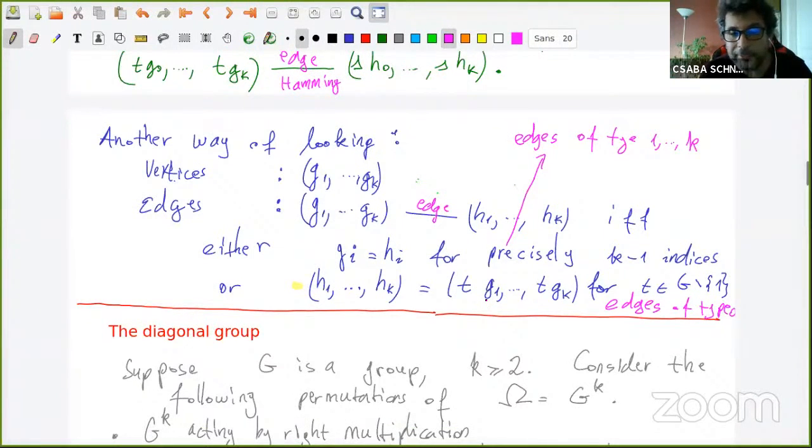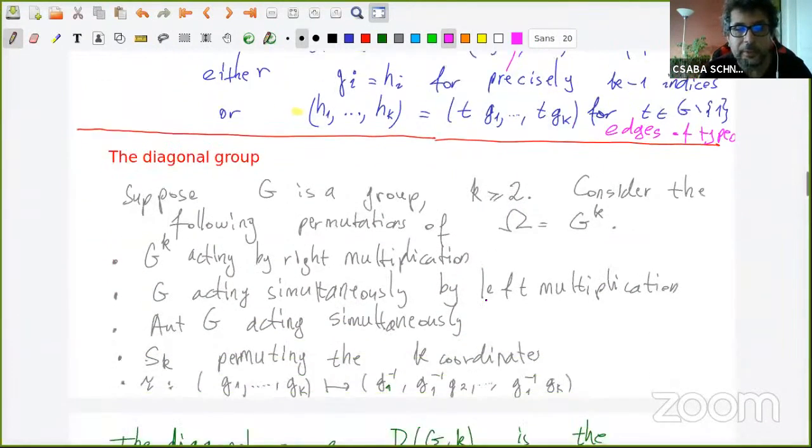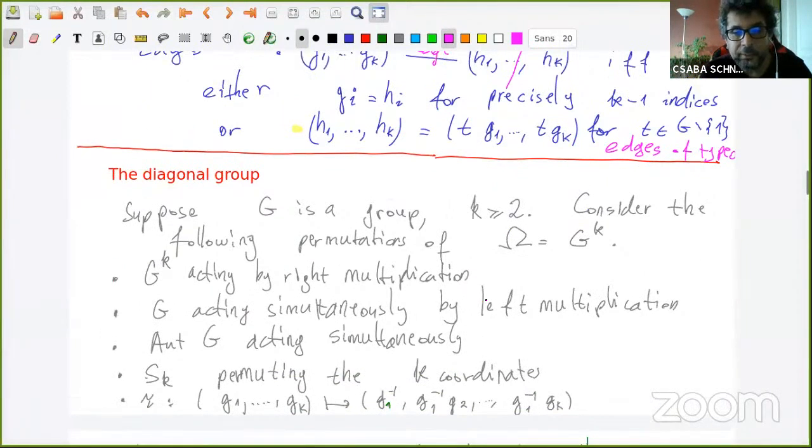And now the diagonal group. I promised the diagonal graph and diagonal group. I told you what the diagonal graph is, so let me tell you what the diagonal group is. The diagonal group is a permutation group. In order to define it, you have to start with a group G. Suppose G is a group; it can be finite or infinite. At this stage, it doesn't really matter. And you have to choose a natural number k, at least 2.